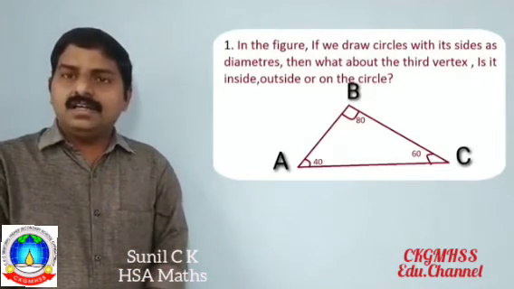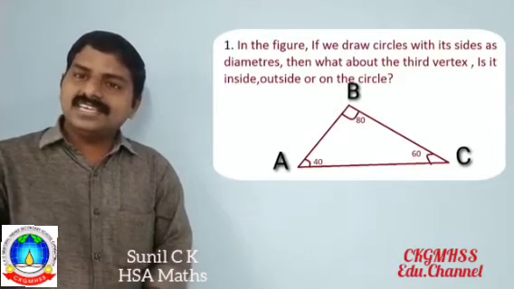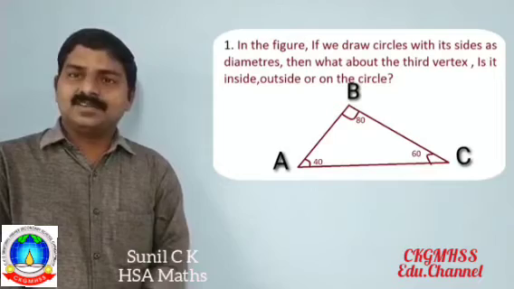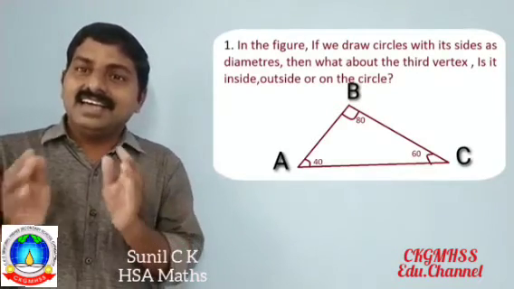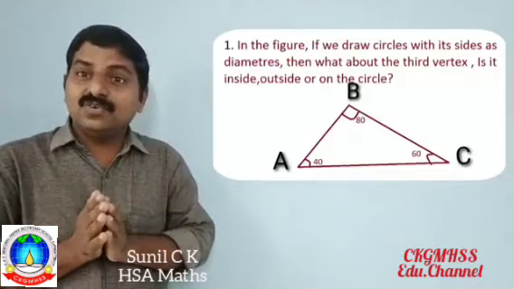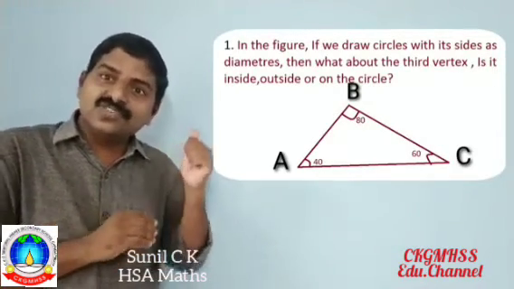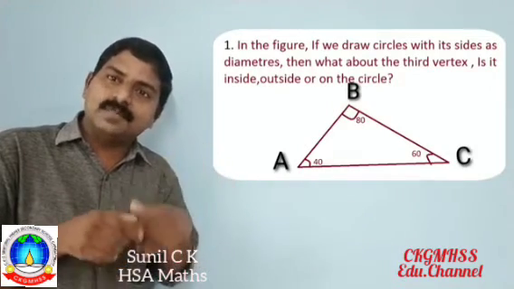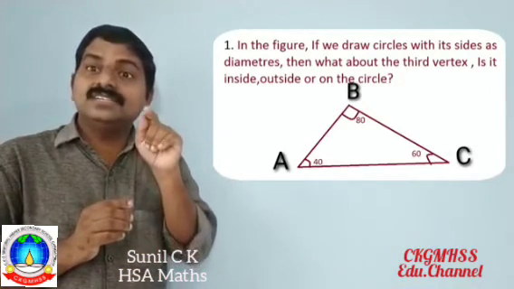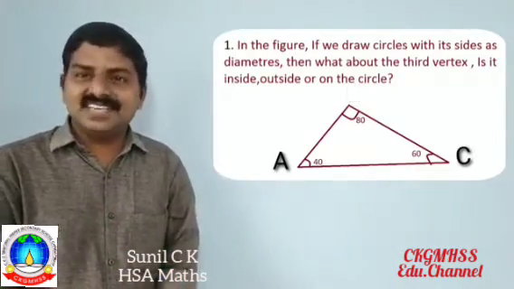Similarly, angle A equal to 40 degrees, angle C equal to 60 degrees. All the angles are acute angles, their measures less than 90. Therefore, if we draw circles with the sides of this triangle as diameters, then the third vertices should be outside the circle. That is the answer.